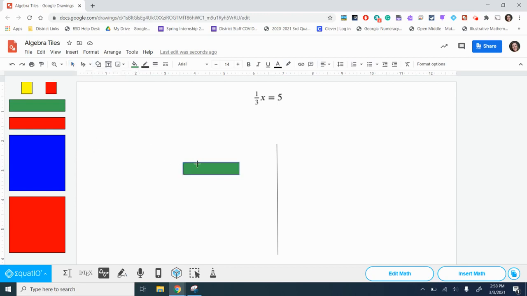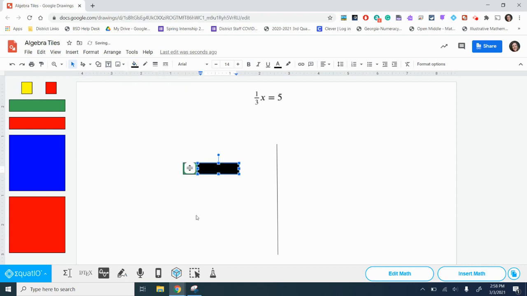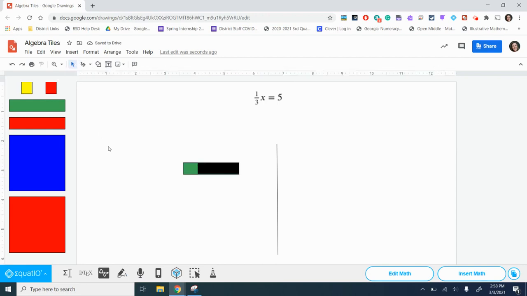So I am going to split this x into 3 equal parts. And because I only want to focus on 1/3 of that, I'm going to go ahead and cover these 2/3. I'm going to shade those in because we don't need to focus on those. We're just focusing on the 1/3 x. So 1/3 x is equal to 5.